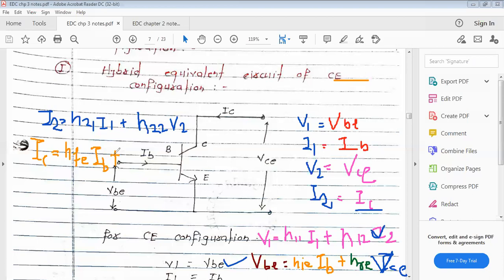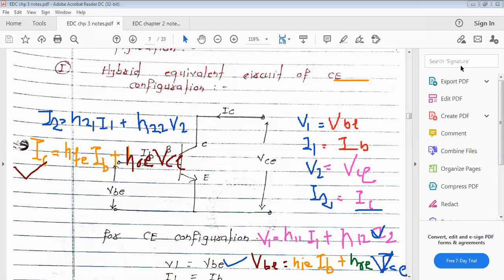Plus, what is H22? It is the output impedance. So here it is HO. As it is for common emitter, HOE. Plus, what is V2? VCE. Okay, so this is the equation for input. This is the equation for output.